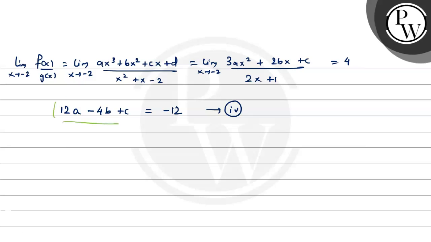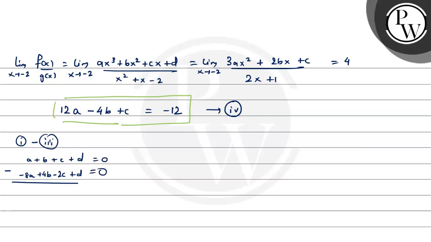Now we will solve equations 1, 2, 3, 4 simultaneously to get the values of a, b, c and d. So firstly subtract 1 and 3. So we get a plus b plus c plus d minus (8a plus 4b minus 2c plus d) equal to 0. If we subtract, we get 9a minus 3b plus 3c is equal to 0. Now let's call this equation 5.